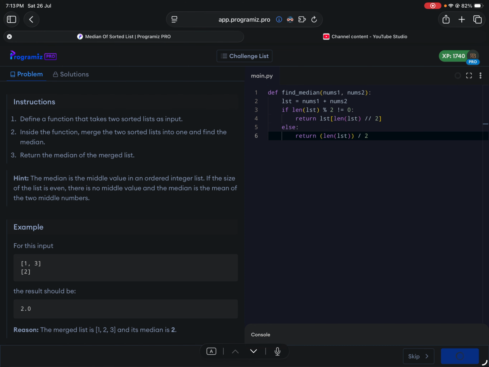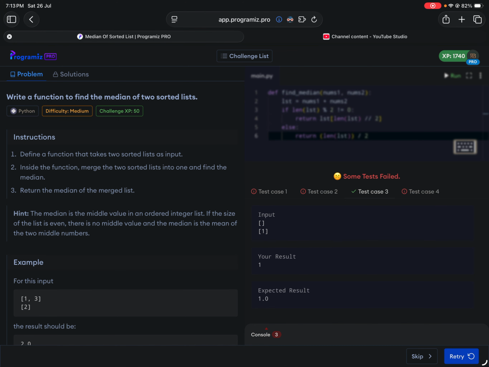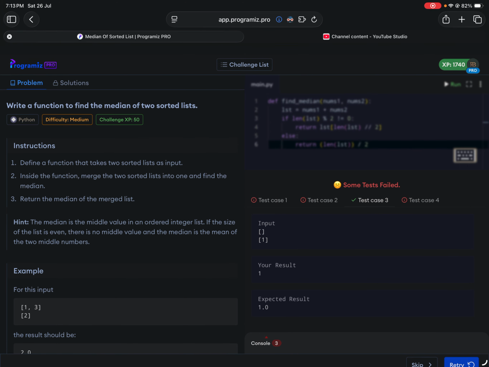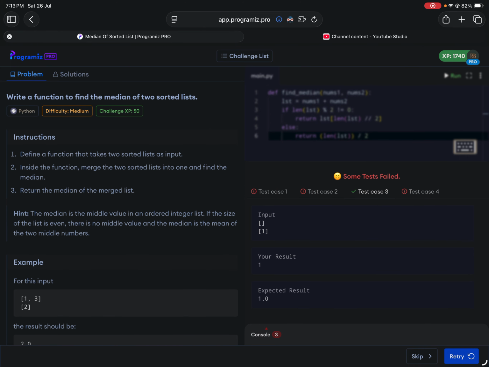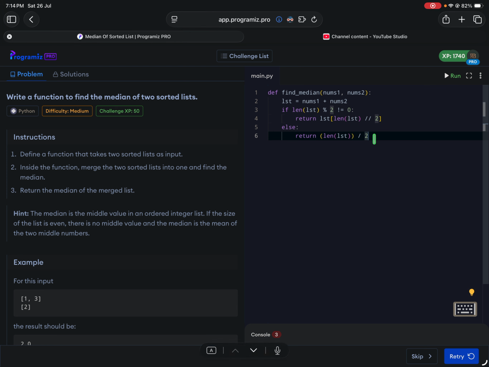Right, so lst, is that it? Let's try doing that. Let's see. Okay, test case 1, and then our result is 2. Why is that? 1 2 3 4. It should have been 2.5. It's an even list, so it should be 3 and that. Okay, we should not have done that. I missed something over here.